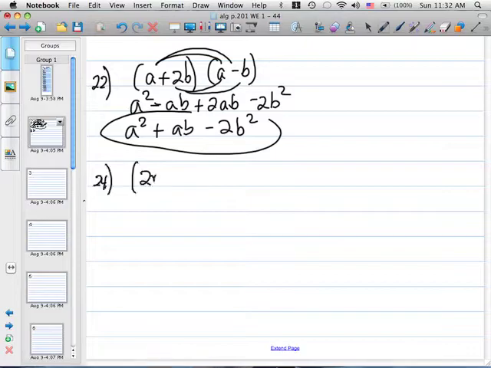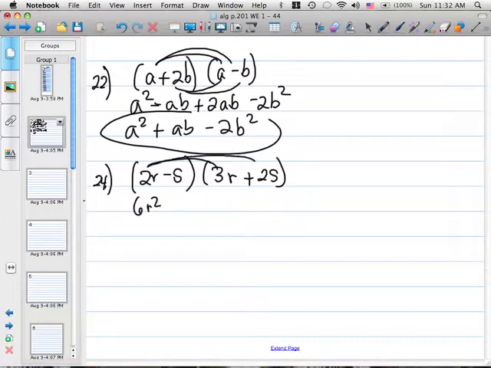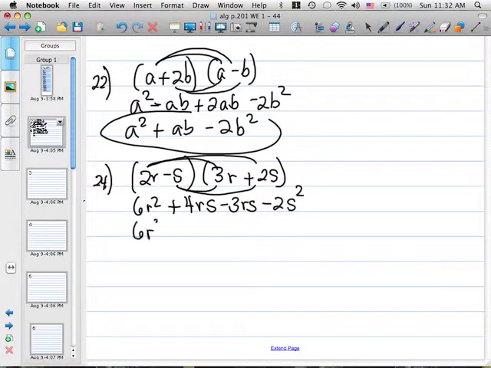24, we have 2r minus s times 3r plus 2s. First term, 6r squared. Outer term, plus 4rs. Inner term, negative 3rs. Last term, minus 2s squared. So bring down the 6r squared, add the like terms, positive 4 to negative 3, make positive 1, or just positive rs, and then minus 2s squared.